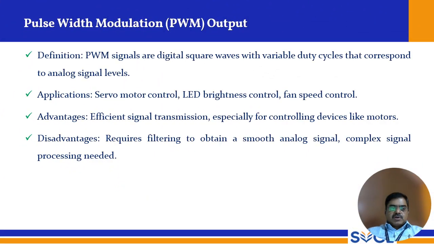Pulse width modulation output. These are the signals in digital square waves with variable duty cycles that correspond to analog signal levels. So here it looks like digital signals, but it can be mapped with the analog signals. That is the advantage with the pulse width modulation output. Applications: servo motor control, LED brightness control, fan speed control. Advantages: efficient signal transmission, especially for controlling devices like motors. Disadvantages: requires filtering to obtain a smooth analog signal. Complex signal processing is needed. So that is the major disadvantage.